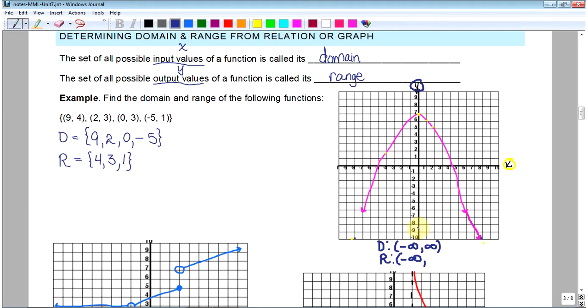And then as I move up my y-axis, I see that all of these y values have a corresponding point on the graph until I get to a y value of 7. As soon as I go higher than 7, there are no longer points on my graph that correspond to that y value. So the range will go up to 7. It includes 7, so we draw a bracket, and that's our answer.